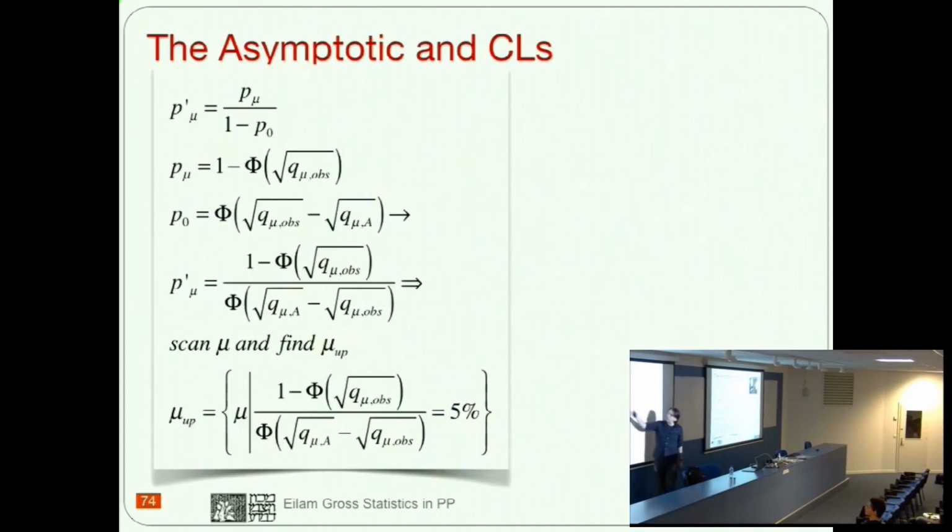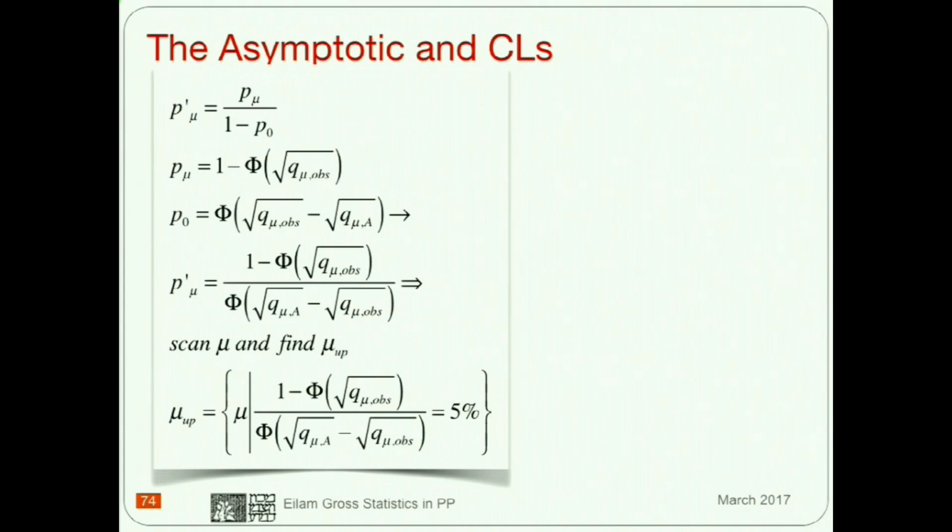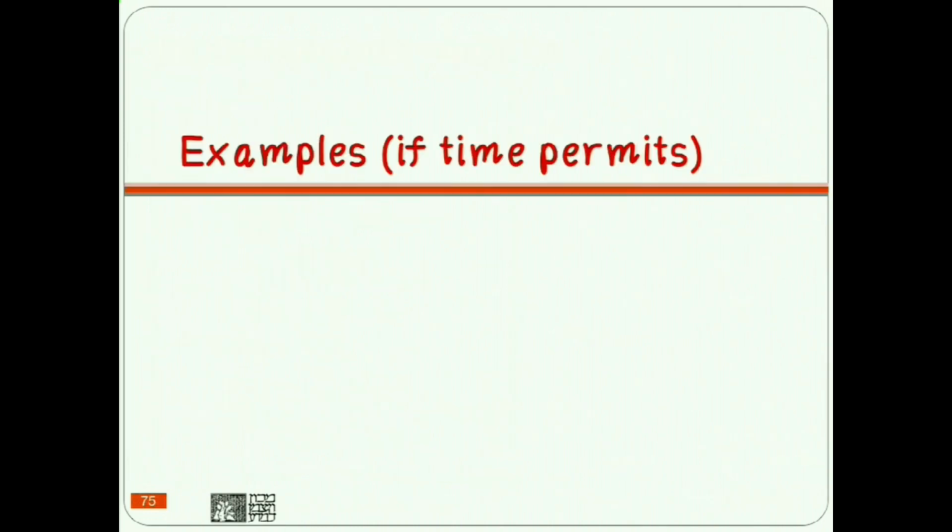But it's nice that you can use the asymptotics to actually calculate for you easily the p prime, the CLs. Look, p prime mu is p mu over 1 minus p0. We have all the formulas for that. And all we have to do is to scan mu and find mu up, given by all the mu that 1 minus Phi of square root of q mu observed, over Phi of square root of q mu Asimov minus square root of q mu observed, is 5%. That's very easy to do. So the asymptotics comes to our rescue even here. This is not in our paper, but we derived it later. But asymptotics comes to our rescue even when it comes to the CLs, and we actually can do it.